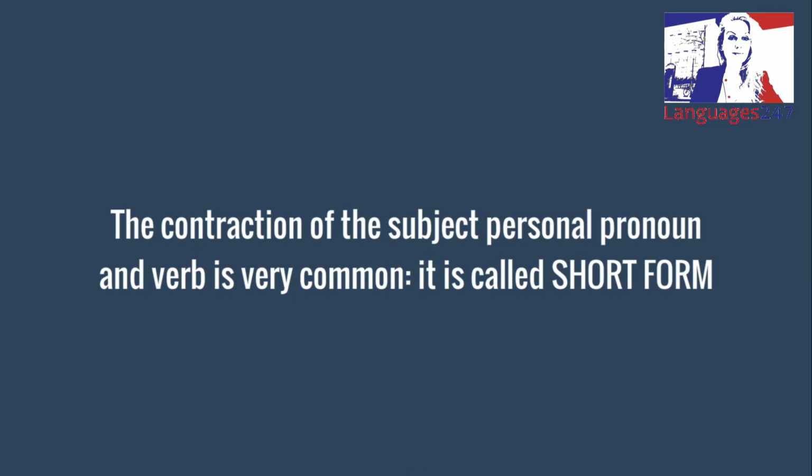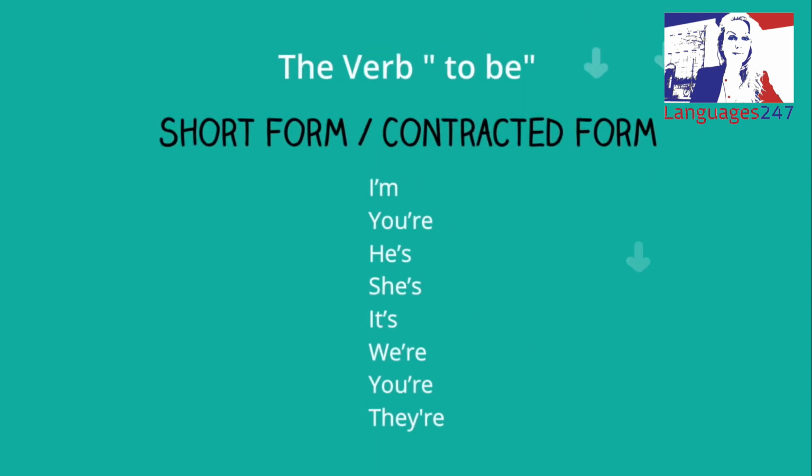The contraction of the subject personal pronoun and verb is very common. It is called short form, or contracted form. I'm, you're, he's, she's, it's, we're, you're, they're.